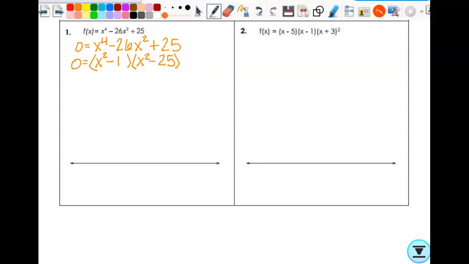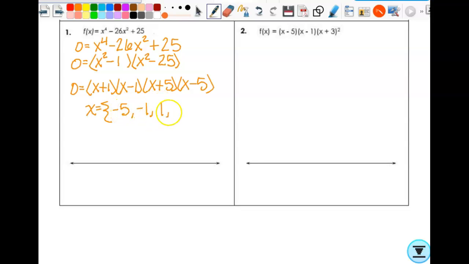And I can find the zeros from here, and it wouldn't necessarily be wrong if all I'm asked for is the zeros, but I need to completely factor it. So 0 equals x plus 1 times x minus 1 times x plus 5 times x minus 5. So now that it's completely factored, I'm going to put my zeros, and since I'm going to have to plot them on a number line, I am going to do them least to greatest here. So I get negative 5, negative 1, 1, and 5. So here's completely factored and my zeros.